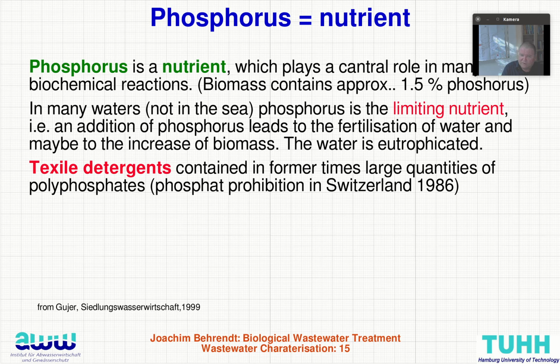In textile detergents and also in other detergents, there were large quantities of phosphates. In textile detergents, this has been prohibited in Switzerland since 1968. I think in Germany it was the same, and in that period of years it was also banned from textile detergents. We have washing detergents, and until a couple of years ago they contained a high amount of phosphates. And nowadays, I think since 2 years, it is also banned from other detergents. This is important.